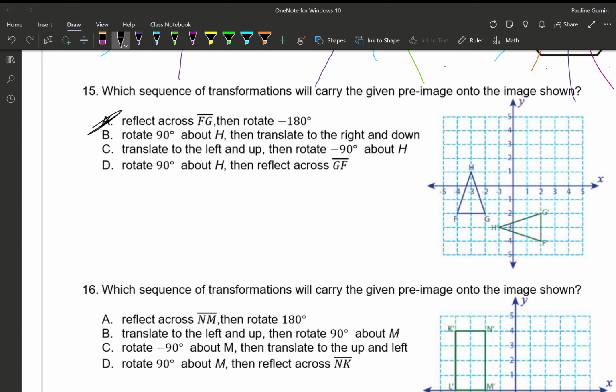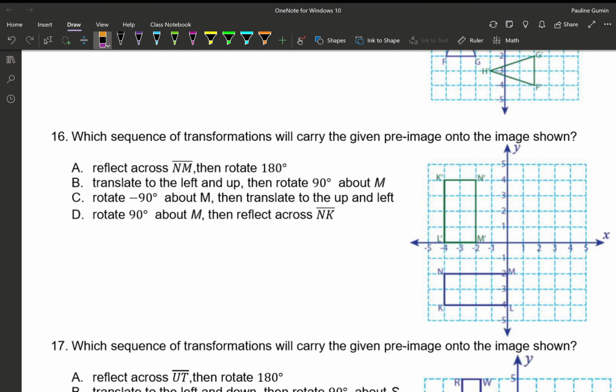All right, letter B, rotate 90 degrees about H and then translate to the right and down. So 90 degrees about H would be something like this. And then to the right and down. Hey, that sounds right. Okay. Let's check C and D just in case. Translate left and up. Absolutely not. Rotate and reflect. No, that doesn't work either. Okay, B is our answer. Perfect. Let's move on to 16.